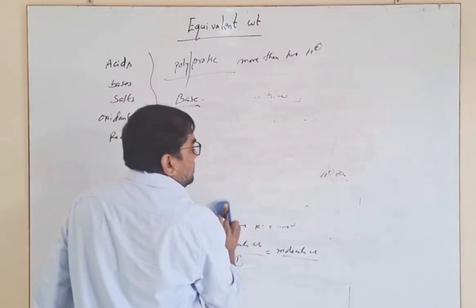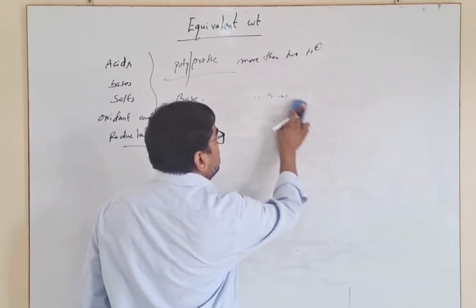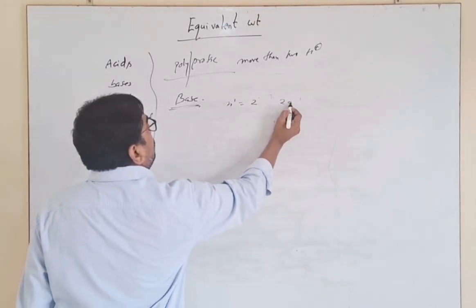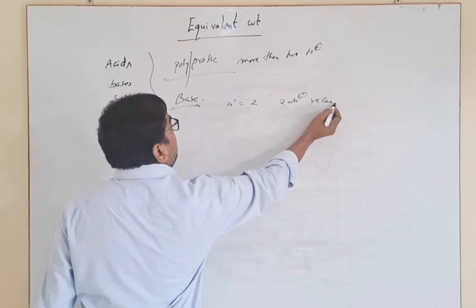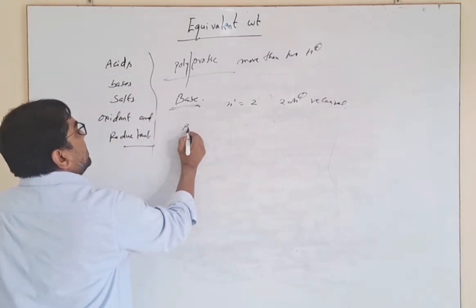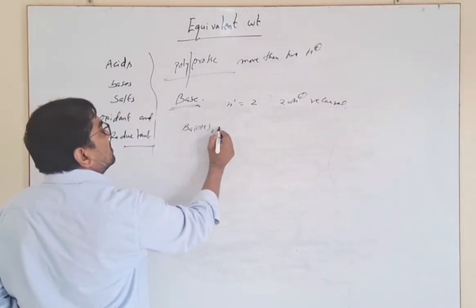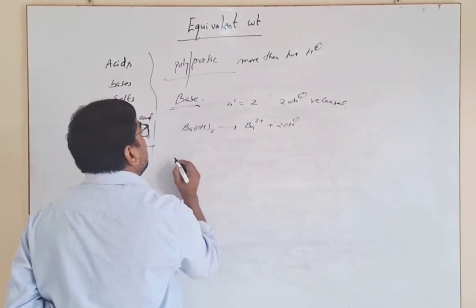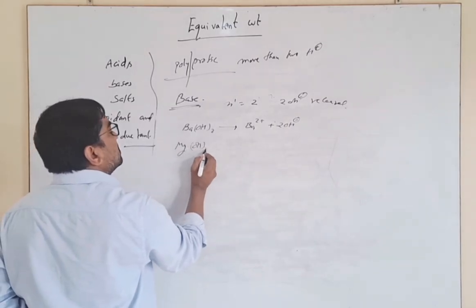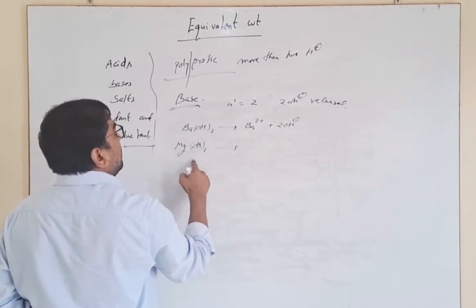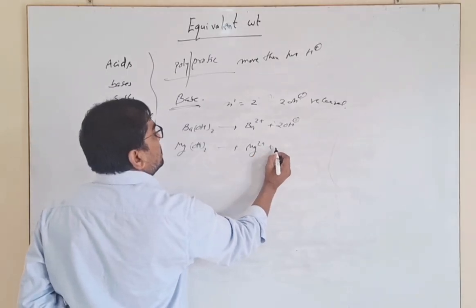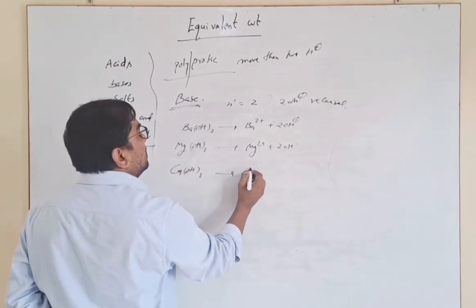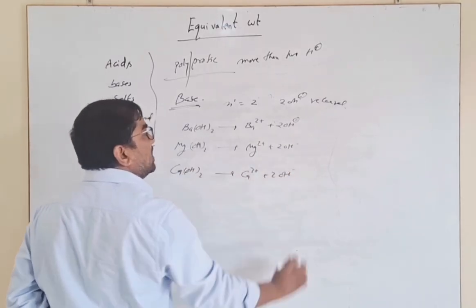Now for dihydroxyls, those that release 2OH minus, that is N dash will be 2. 2OH minus are released like barium hydroxide, hydroxides of alkaline earth metals, Ba2 plus 2OH minus, like magnesium hydroxide, Mg2 plus 2OH minus, like calcium hydroxide, here Ca2 plus 2OH minus.